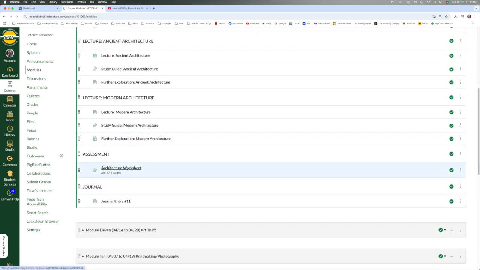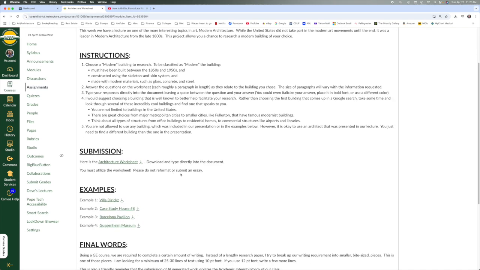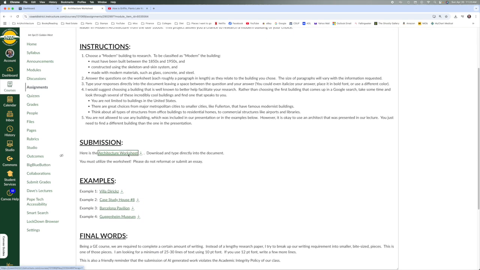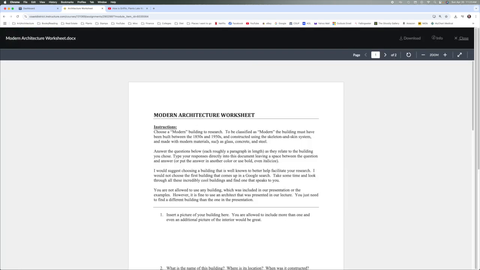We'll then take a look at our architecture worksheet. The worksheet itself is something you need to use. That is what you're going to submit. So with this project, you're going to be choosing a modern building to do more research on. The only caveats would be that it cannot be from the lecture and it cannot be from any of the examples below. So make sure to check those out prior to completing this project.